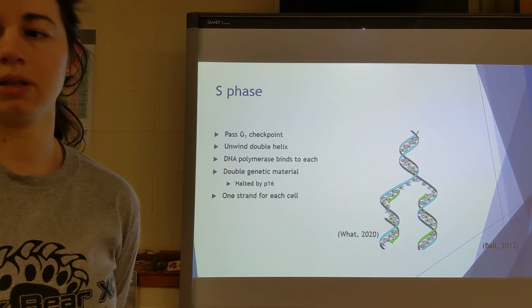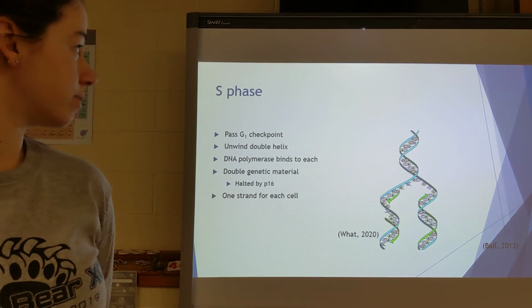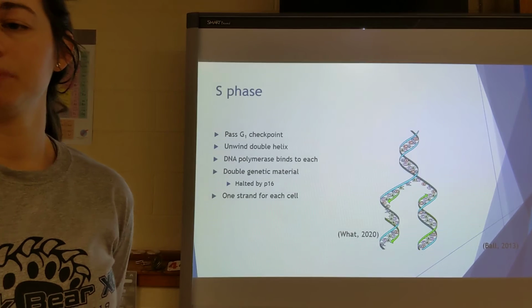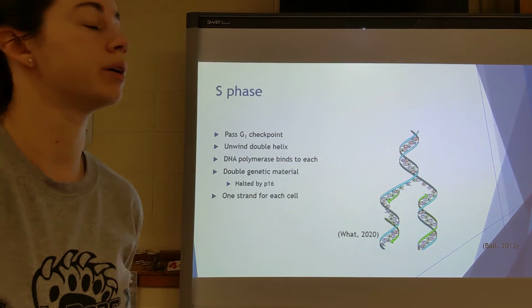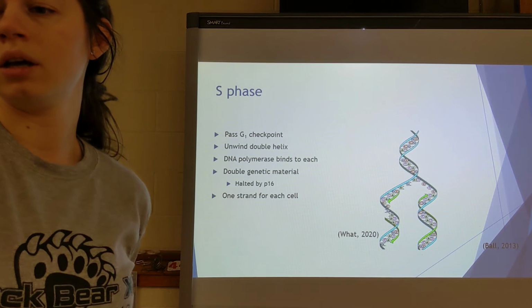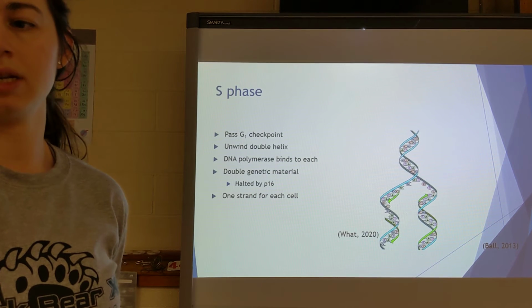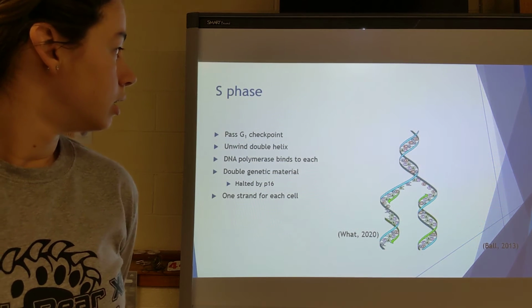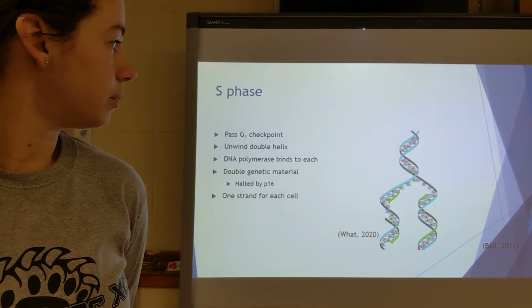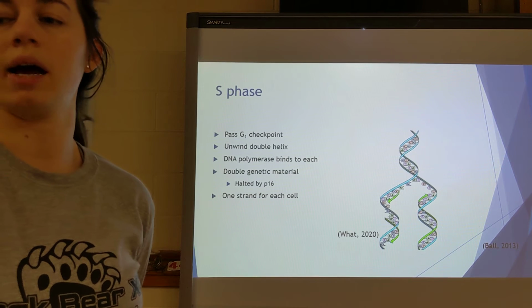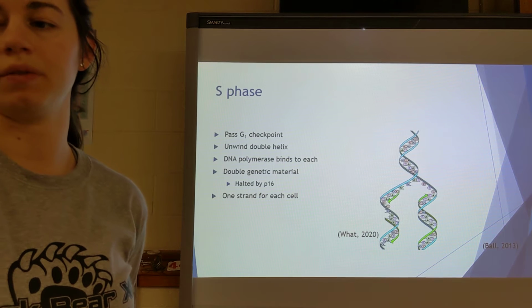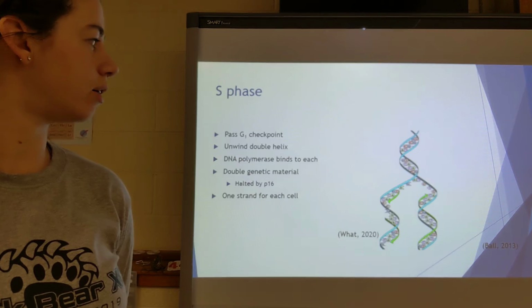Once it passes that G1 checkpoint, it moves into the S phase. This S phase is where the DNA strands unwind and the double helix splits. It acts much like a zipper. If you think of it that way, that will help you get a good idea of how it comes undone.